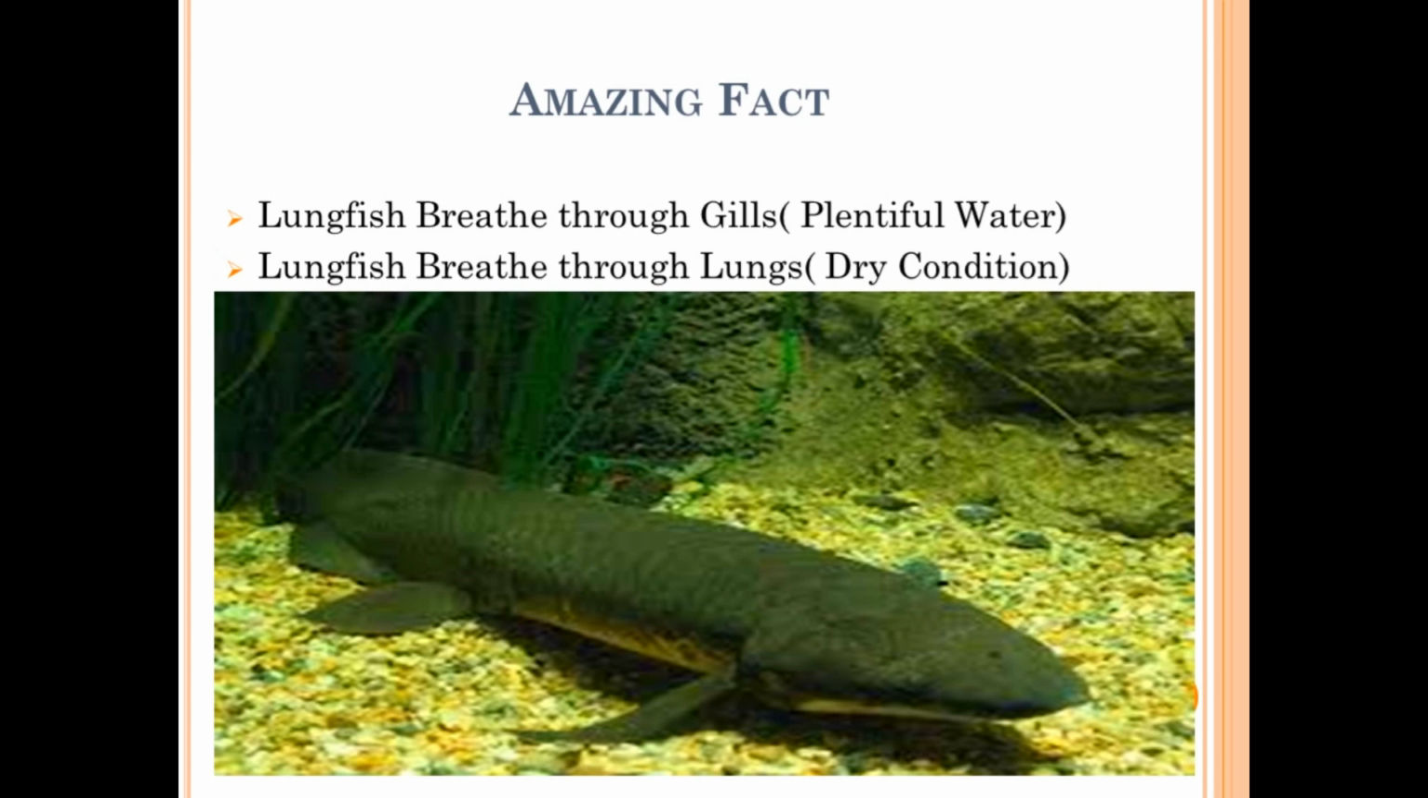Here is an amazing fact. Lungfish, a special type of fish, breathe through their gills when water is plentiful. In other words, in the presence of a large amount of water or the excess of water, lungfish inhale oxygen from the water. Whereas in drier conditions, when there is less water, the same lungfish breathe through their lungs. This is the speciality of the lungfish.